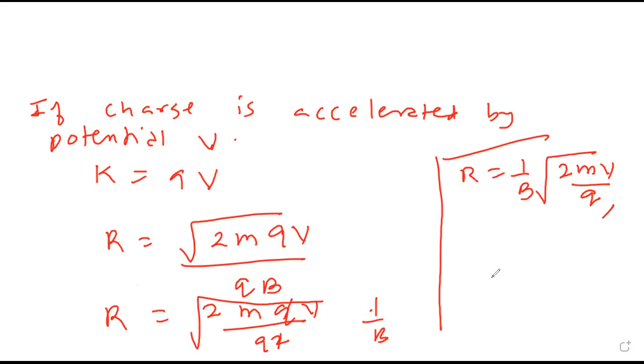Right, next please. They are just modified formulas for radius in different forms. One was in mass and velocity, then kinetic energy and mass. Now it is potential and mass.